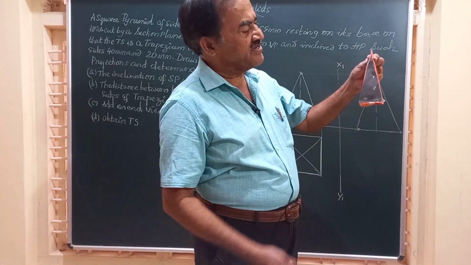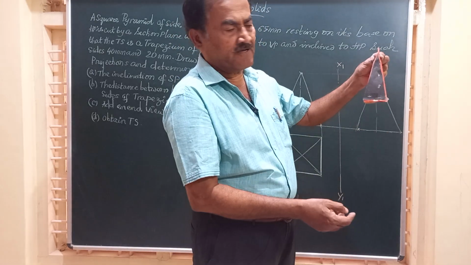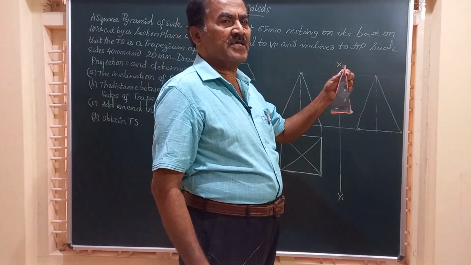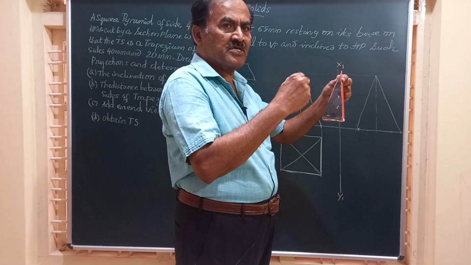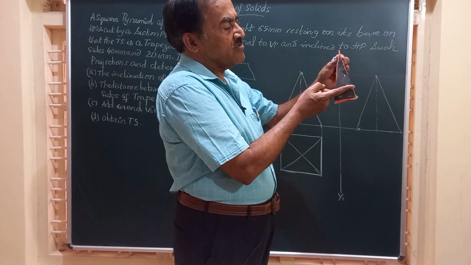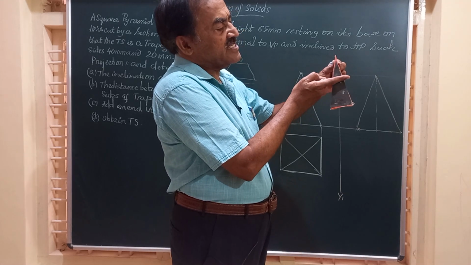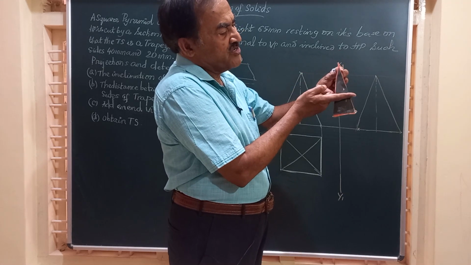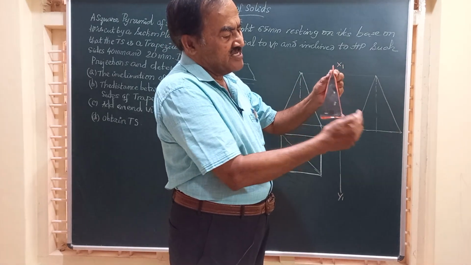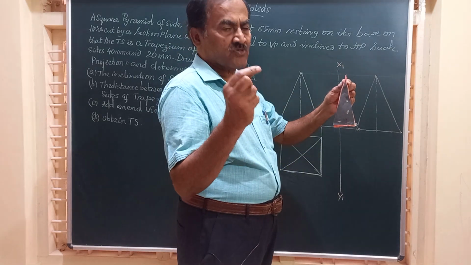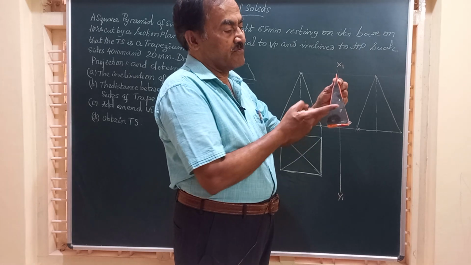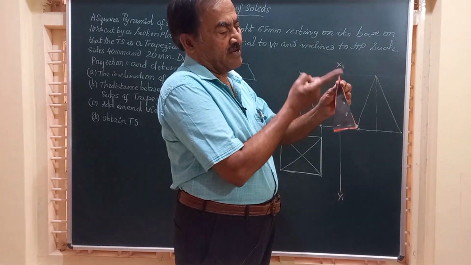For example, friends, if it is cut by a horizontal section plane, a plane perpendicular to VP, the true shape of the section is going to be a square. The square will have a decreasing dimension in the true shape when you move towards the vertex. And when you move towards the base, the true shape is going to be a square only, but it will have a higher dimension compared to when you are moving above.